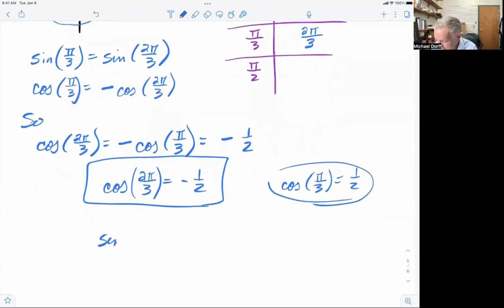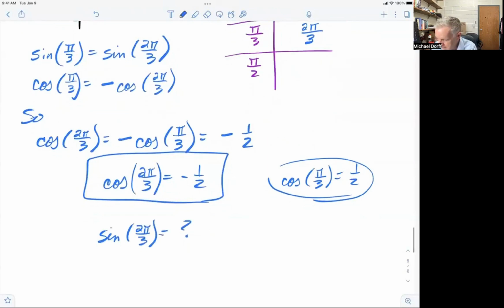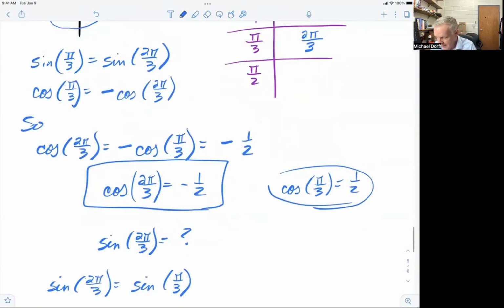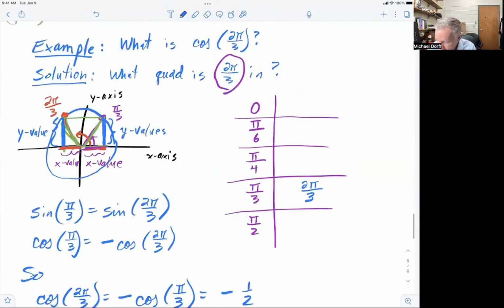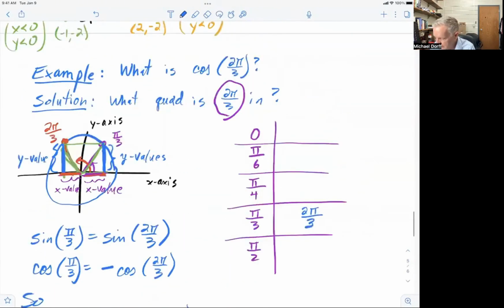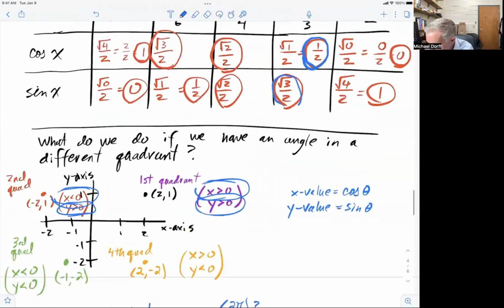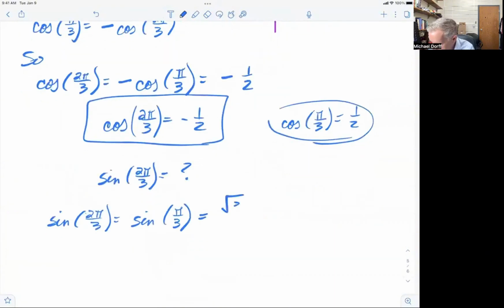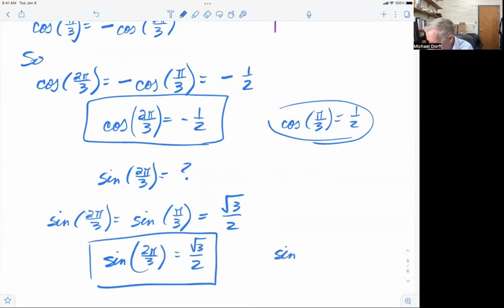What about if I did the sine of 2 pi over 3? Well, the sine of 2 pi over 3 is the same thing as the sine of pi over 3, because it's the y value, and when we go to the y values, they're both above the x-axis, so they're both positive. So they have the same sign. And what is the sine of pi over 3? Well, if I go back here, the sine of pi over 3 is square root of 3 over 2. So the sine of 2 pi over 3 equals square root of 3 over 2, which is the same thing as sine pi over 3.